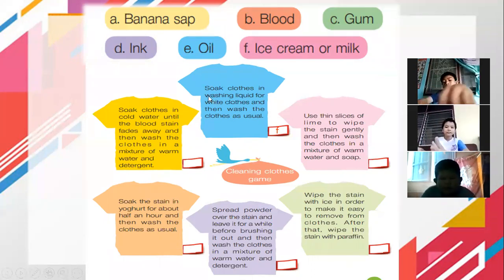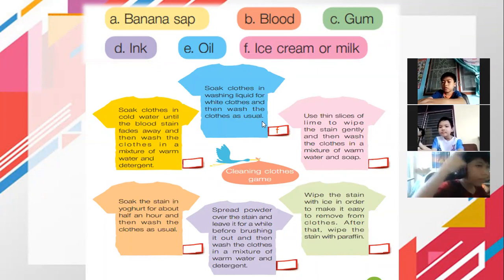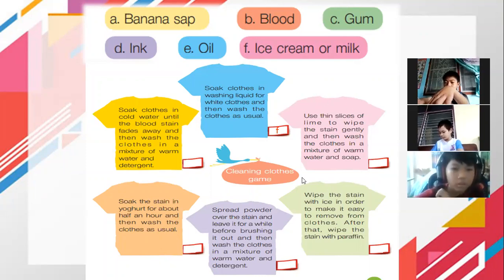Now, the second one here: soak clothes in washing liquid for white clothes and then wash the clothes as usual. This is the one, A, for ice cream. Okay. Now, next one. Use a thin slice of lime to wipe the stain gently and then wash the clothes in a mixture of warm water and soap. This way, we can use it for which kind of stain?